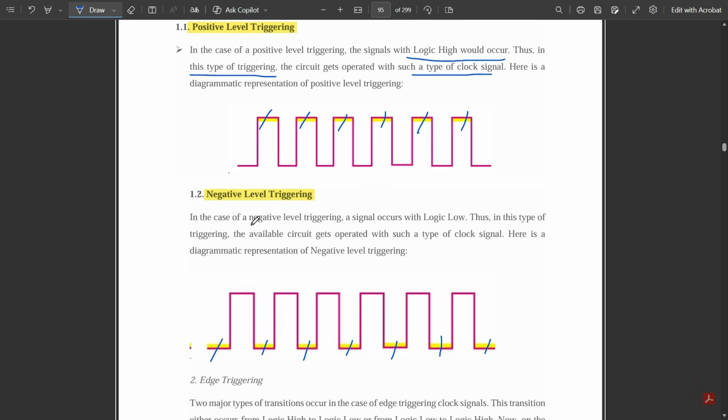Hope it is clear. You see here, in the case of negative level triggering, a signal occurs when the clock is logic low. These shades are mentioned here for logic low, and for logic high, these shades are mentioned. Hope this is clear.